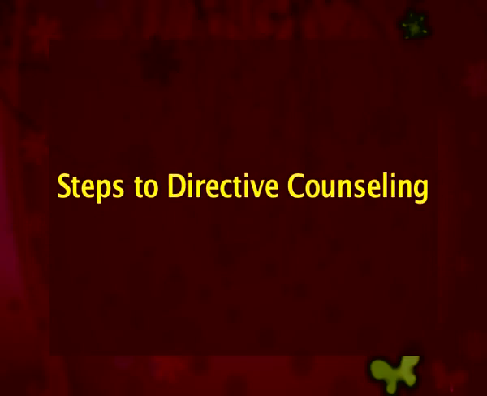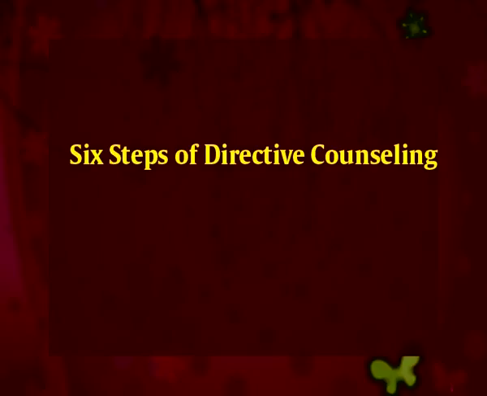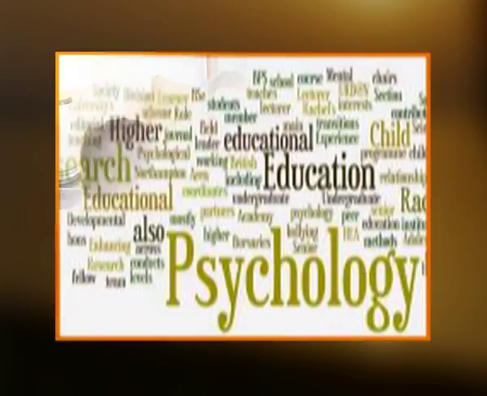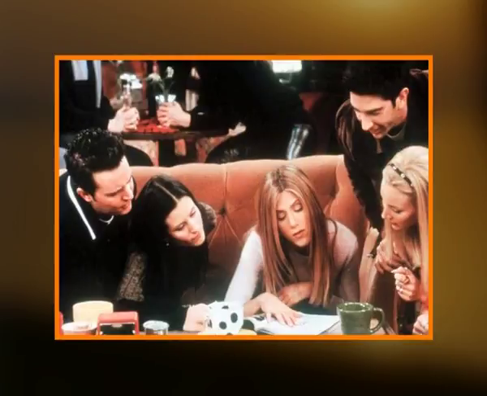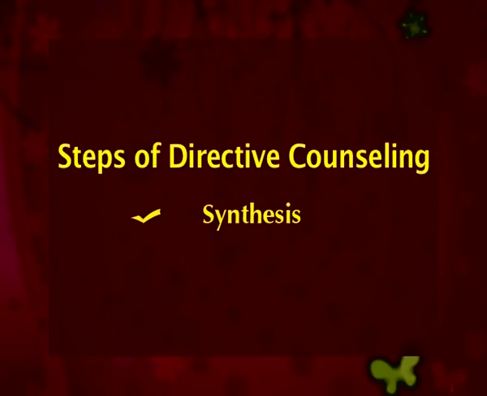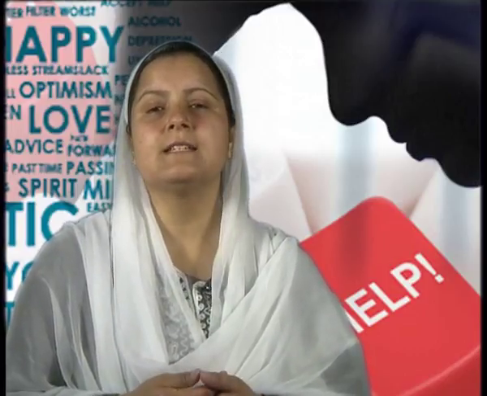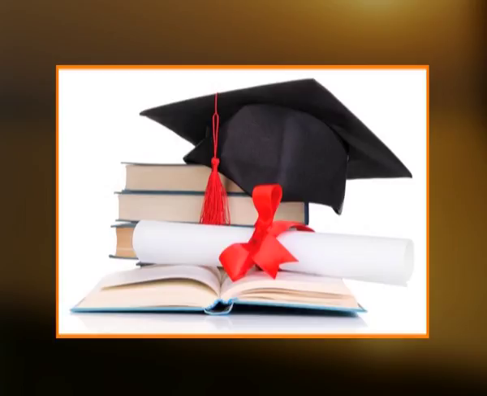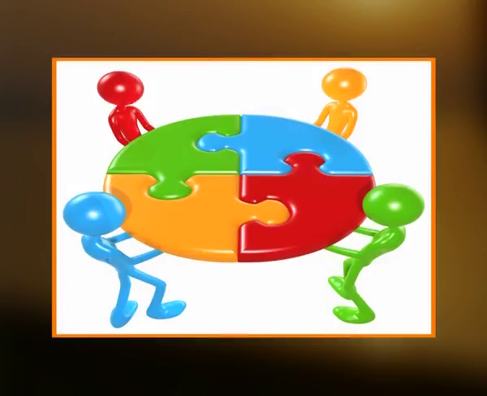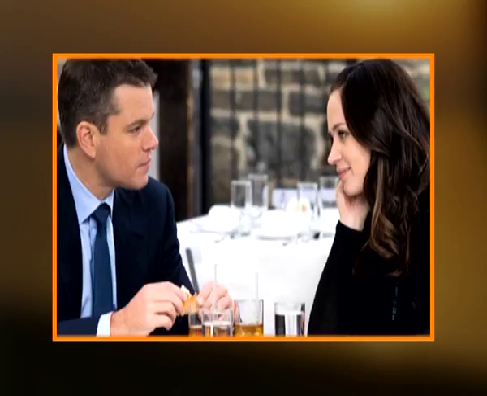Steps of directive counseling. Williamson has given six steps of directive counseling process. They are analysis. It includes collection of information about the individual, which can be collected through structured interviews, psychological case history methods, interaction with family members, friends, etc. Synthesis. After collection of data, the information is organized in a logical manner to analyze the individual in terms of his qualifications, assets, potentials, liabilities, adjustment, cultural background, habits, etc.